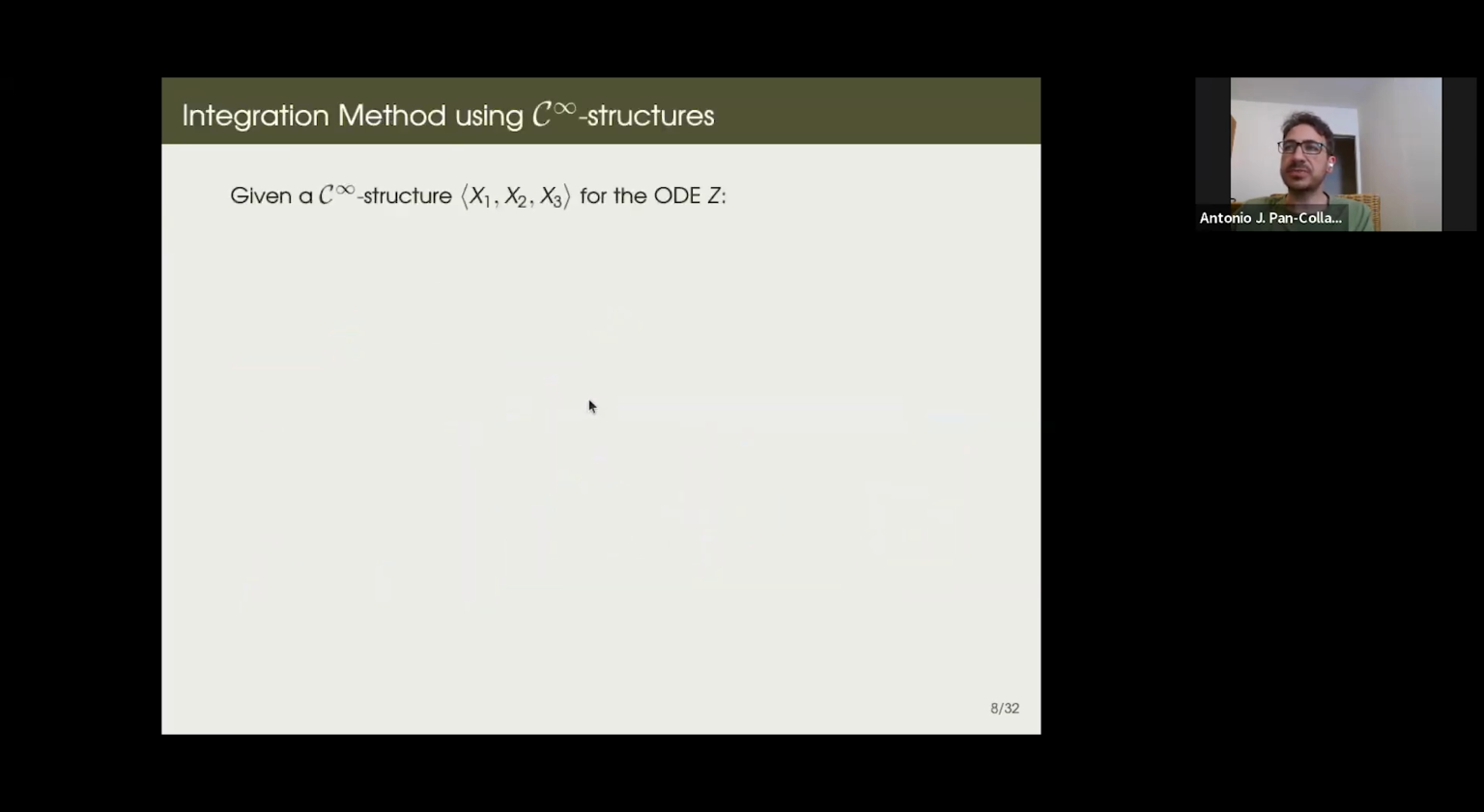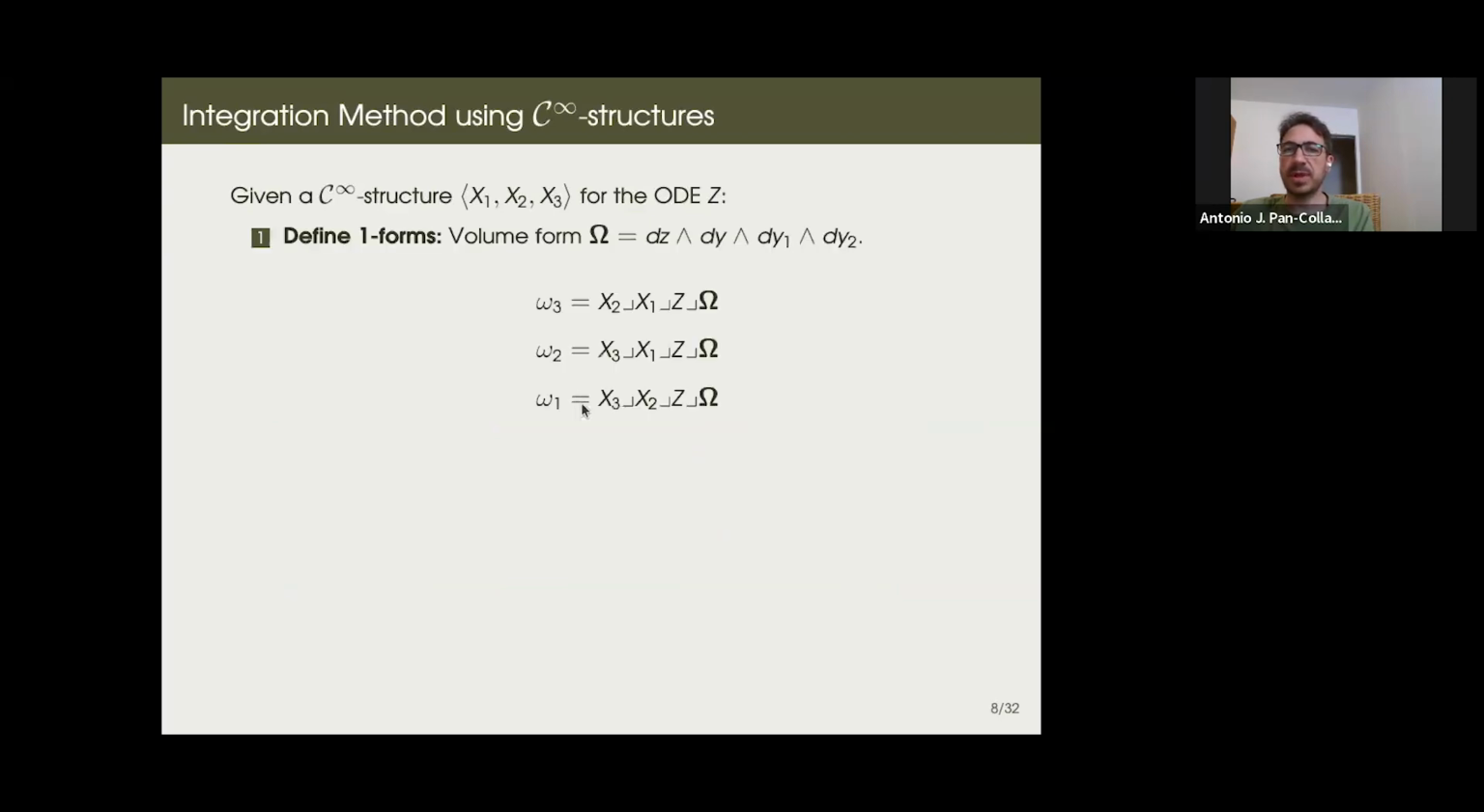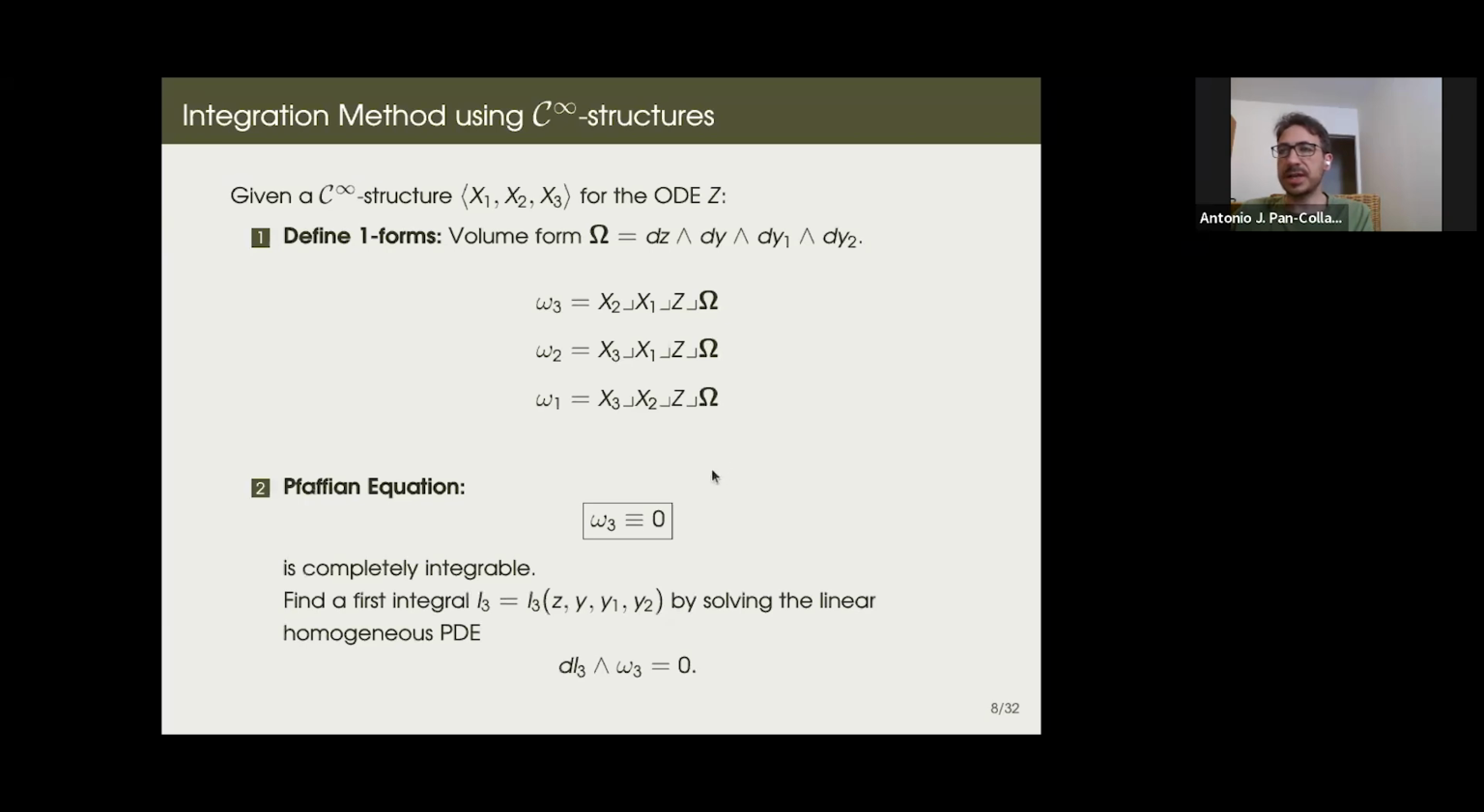Once a symplectic structure is found, the process to be followed consists of the following steps. We consider the standard volume form in the jet space, and we define the one forms omega 1, omega 2, omega 3 by contracting these vector fields with the volume form. It turns out that the one form omega 3 is Frobenius integrable, and we can find a first integral I3 by solving the linear homogeneous PDE dI3 wedge omega 3 equals 0.